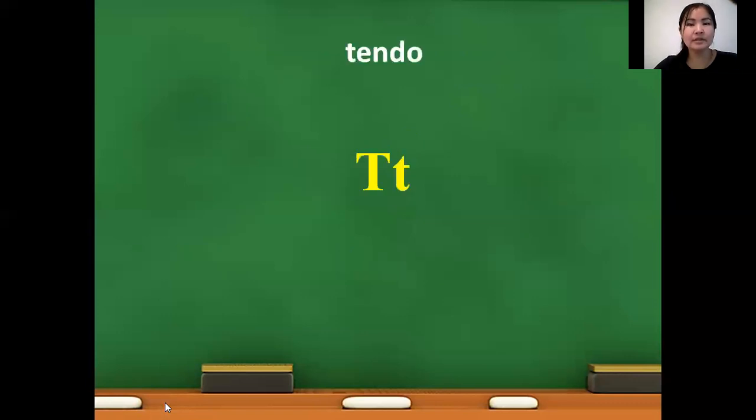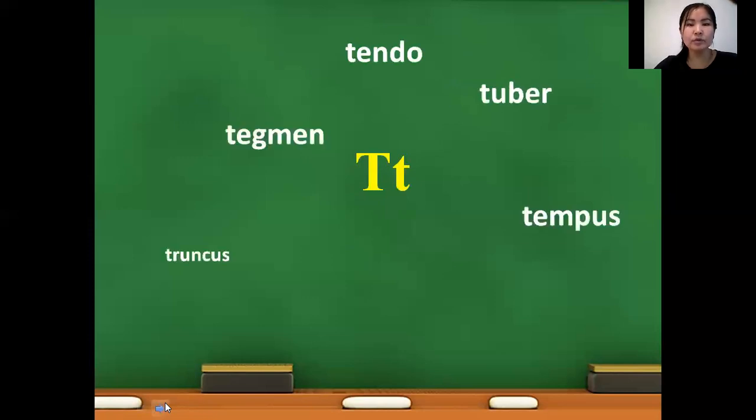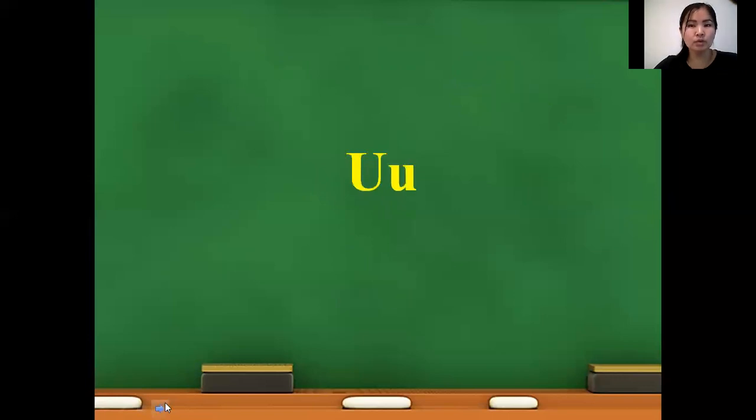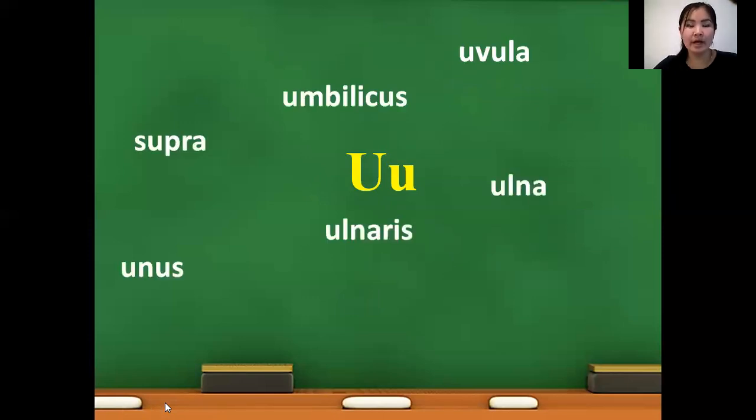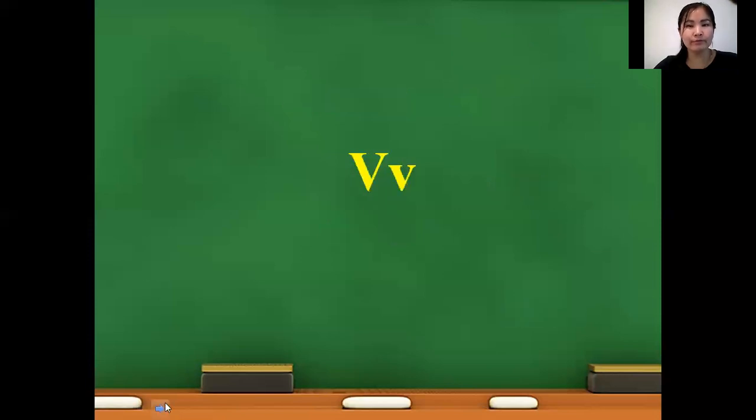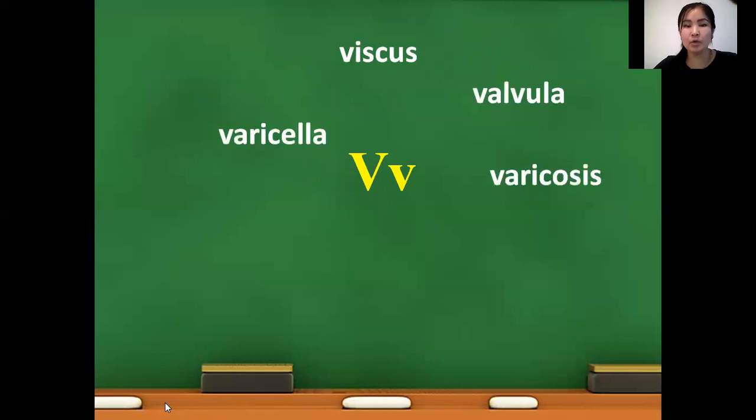T: tendo, tuber, tegmen, tempus, truncus, tarsus. U, sound U: uvula, umbilicus, supra, ulna, ulnaris, unus, uterus. V, sound V: viscus, valvula, varicella, varicosis, vertebra, ventriculus, vomer.